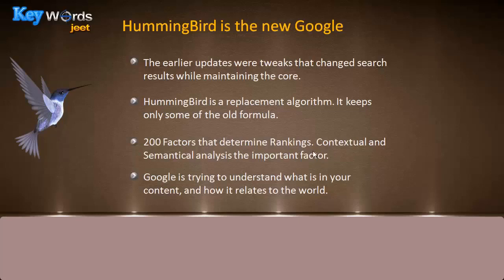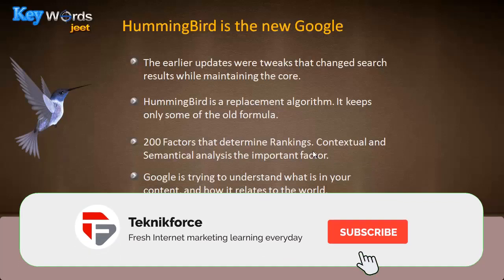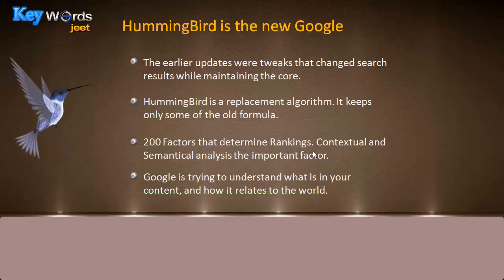It keeps only some of the old formula, and it replaces too much of the old code with new algorithm code, with new factors of search. Earlier, of course, PageRank was the most important factor, and other factors were added on as Google gained experience. But this time with Hummingbird, there are over 200 factors that determine ranking, and contextual and semantical analysis of the content are the most important factors now. This is the most important change.